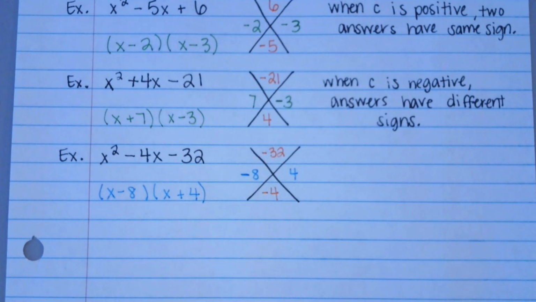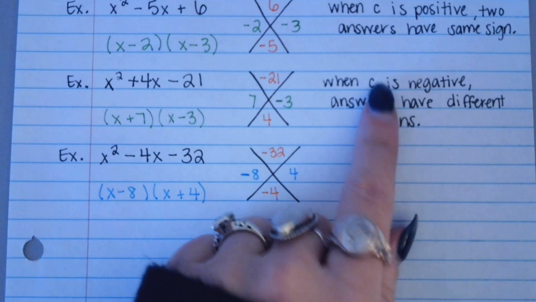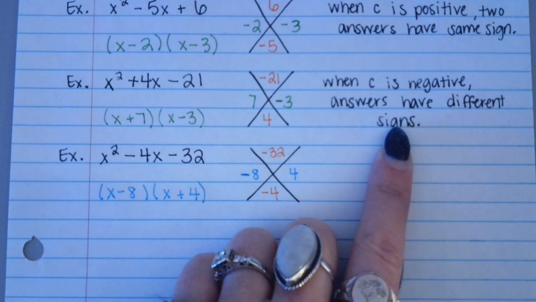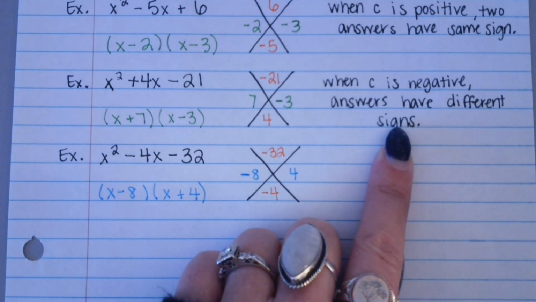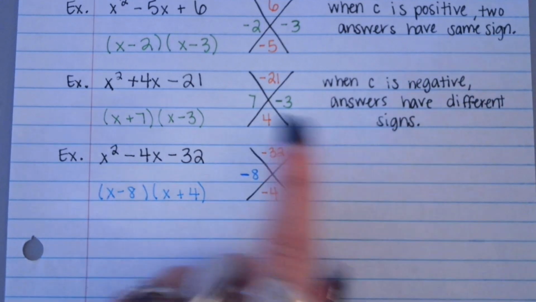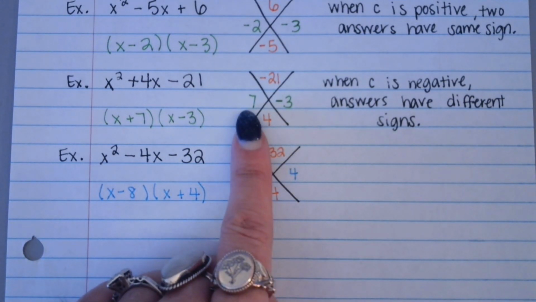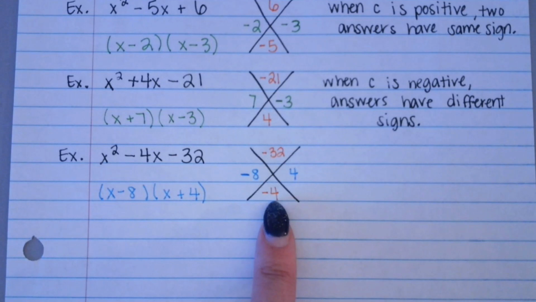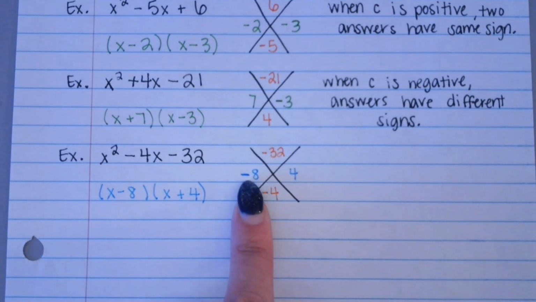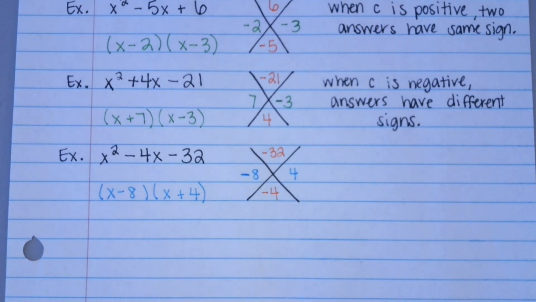It helps me to remember that when C is negative, they have to have different signs, and the bigger number always takes the same sign as your B value. So notice here, your B value was positive and your bigger number was positive. But in this last one, the B value was negative and your bigger number was negative. It's okay if you don't remember that. So long as you know your facts, you will be able to figure that out. How you feel?